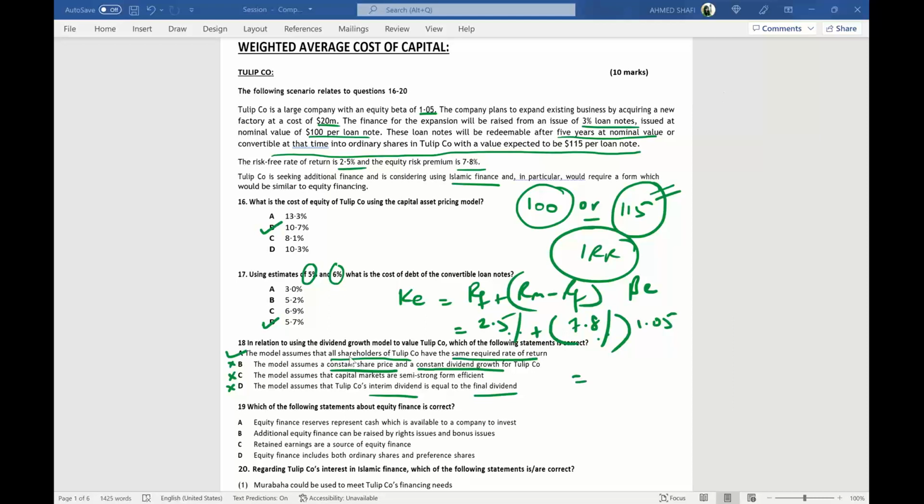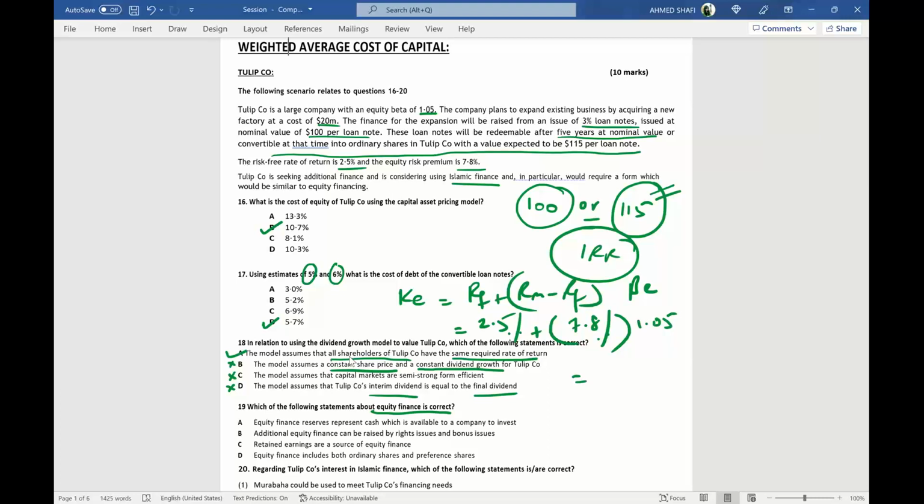Okay, and 19th, the last MTQ. Which of the following statements about equity finance is correct? Now, this is a very important question. Which of the following statements about equity finance is correct? Again, I will read them. Either remove the wrong ones to get the correct answer or capture the correct one.